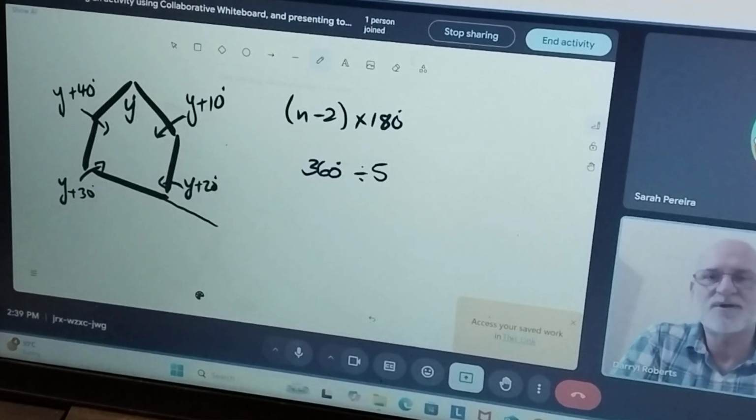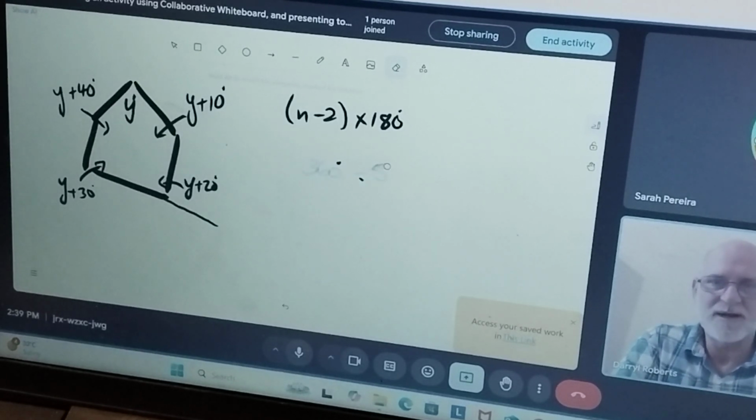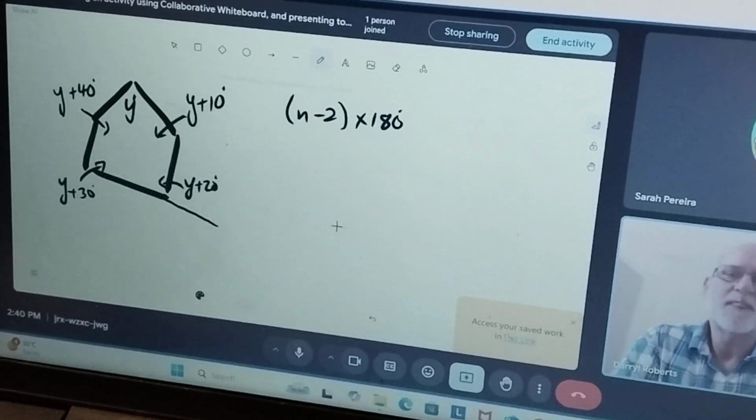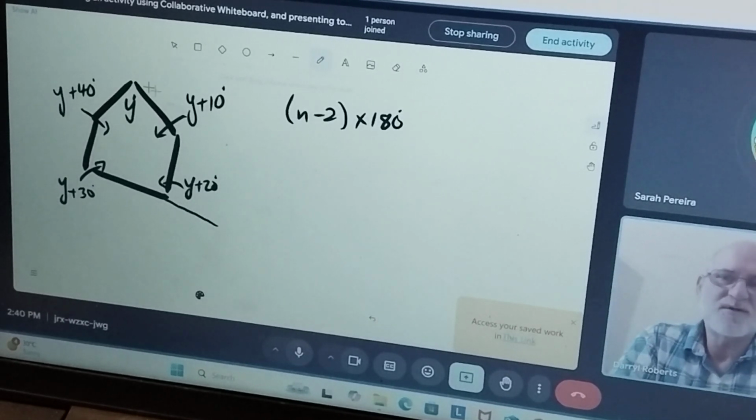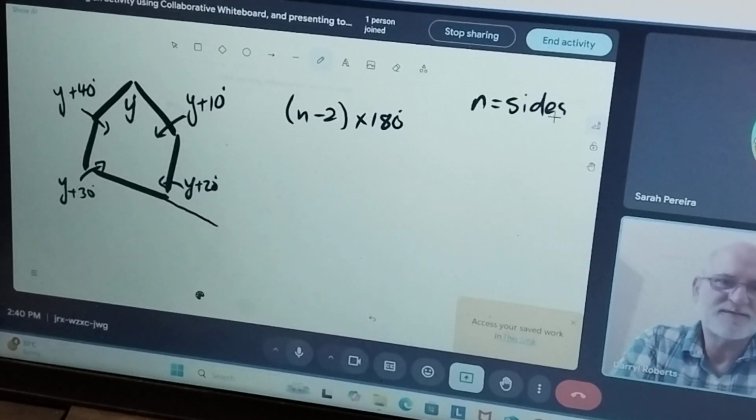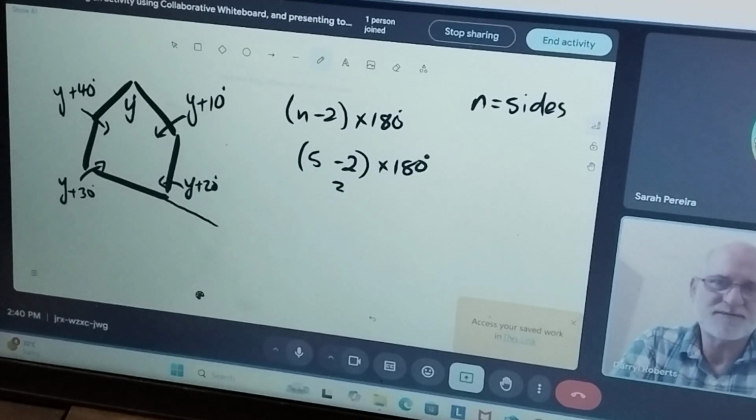Actually no, I'm not going to use that one now, because this would give me just one angle if it was a regular pentagon. This is not a regular pentagon. Sorry, that method only works with regular pentagons. So I'm going to use this method. I know there are 5 sides, so n is the sides, right? So 5 minus 2 times 180, which is quite an easy one. It's just 3 times 180.